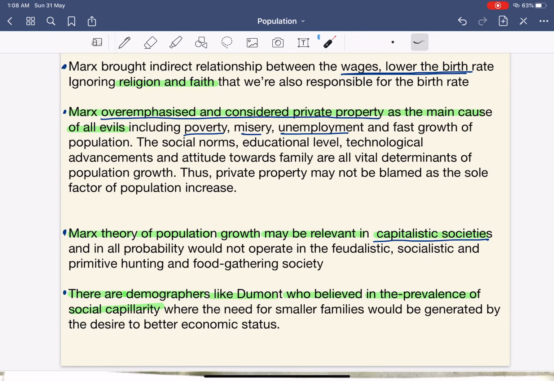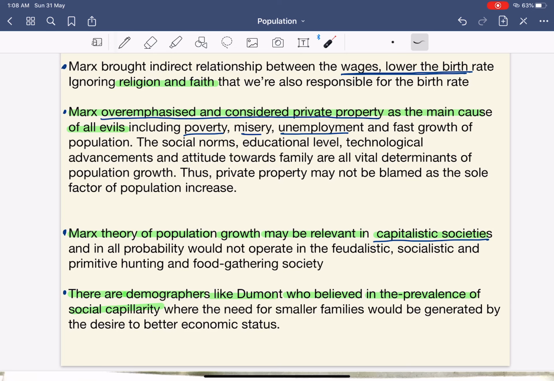What did Dumont believe? In the prevalence of social capillarity, the need for smaller families would be generated by the desire for a better level of economic status. Simply, as per Dumont, the need for a smaller family would be generated by the desire for a better economic status. Dumont says that people will understand that we can generate more money when we have less population rather than more population.